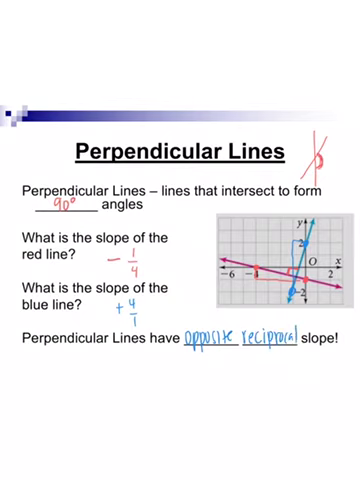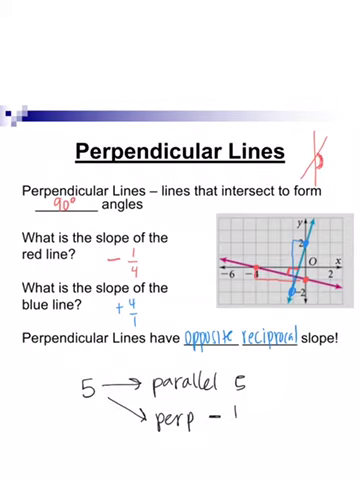slopes. Opposite reciprocal slopes. So if I told you had a slope of 5, then the parallel slope would be 5. But what if I asked you the perpendicular? The perpendicular would have to be negative, and the reciprocal of 5 would be 1 over 5.